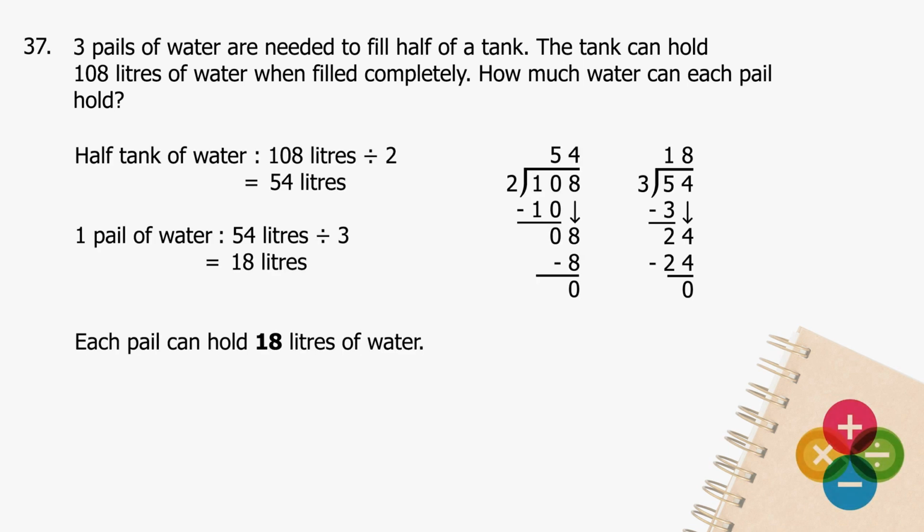Half tank of water will be divide 108 liters by 2, and the quotient is 54 liters. 1 pail of water will be divide 54 liters by 3, and the quotient is 18 liters. Each pail can hold 18 liters of water.